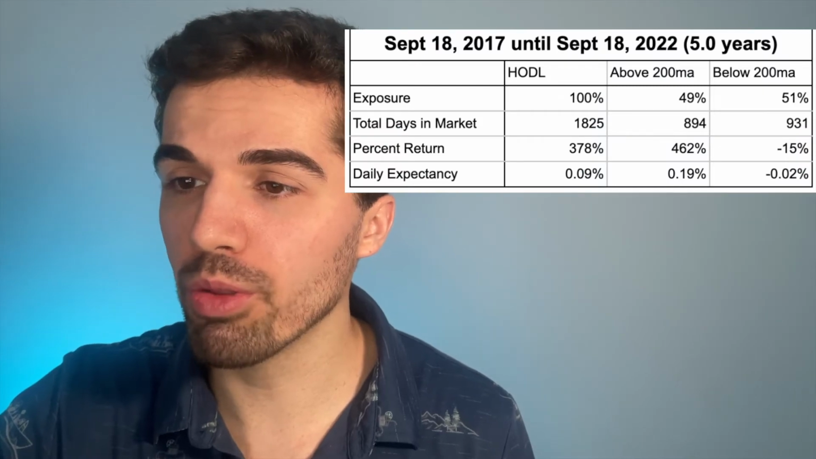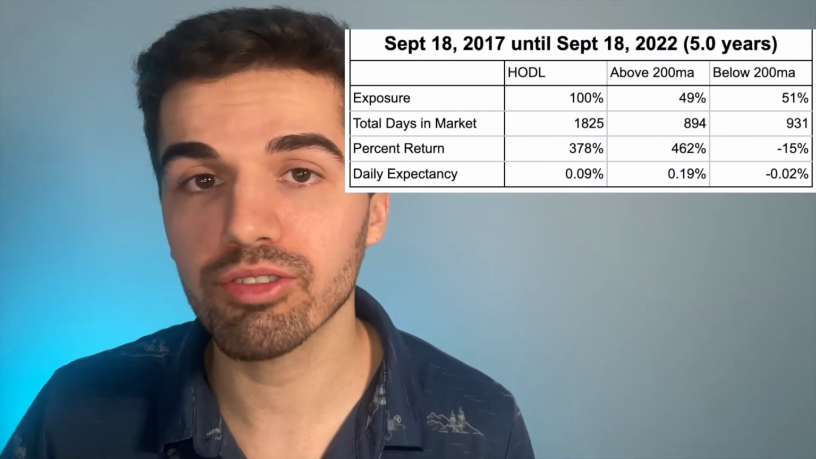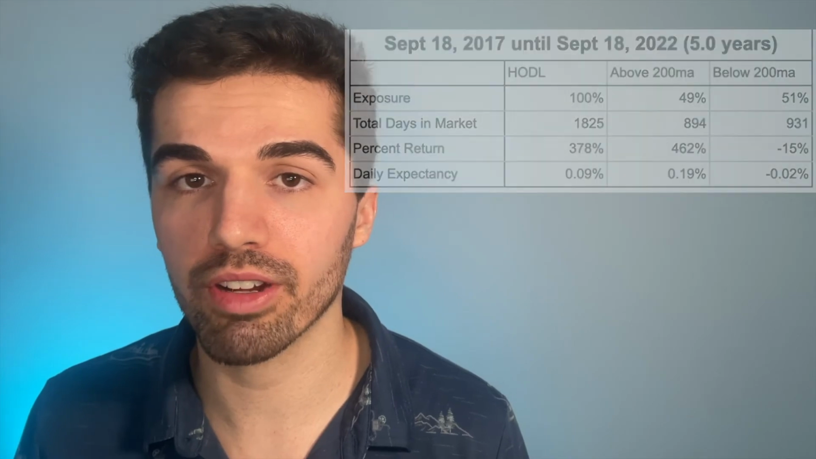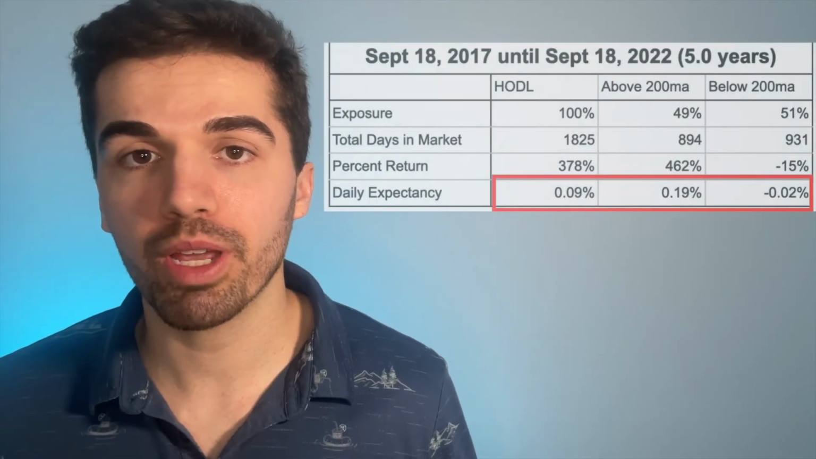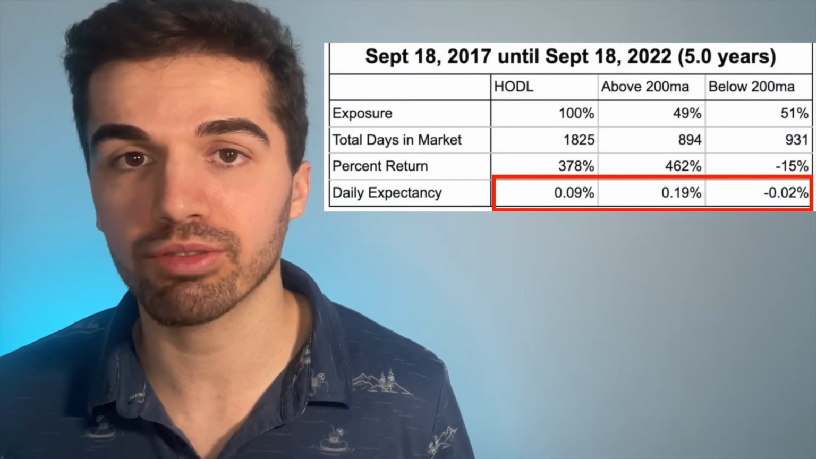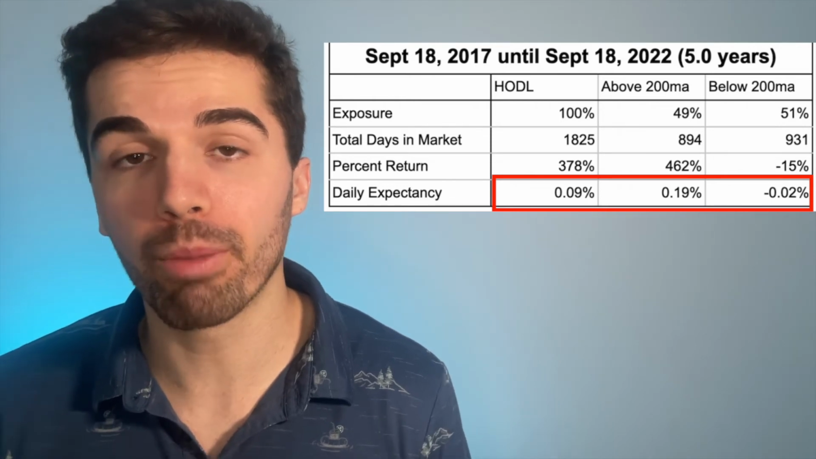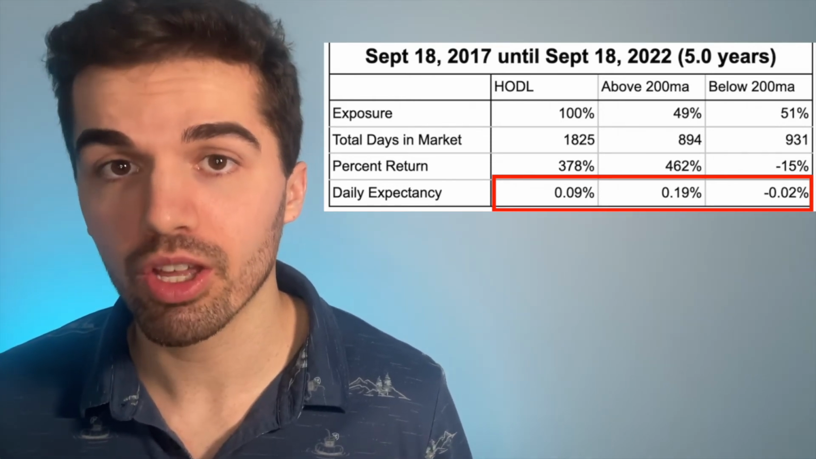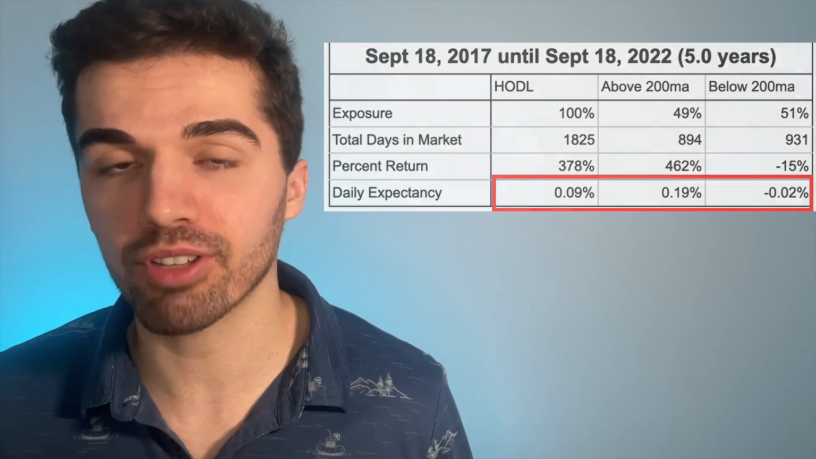There's a saying, it's not timing the market, it's time in the market. Although I do agree with that to an extent, these findings seem to challenge that statement just a little bit. Now, looking at below the 200-day SMA, you would have lost 15% over the past 5 years. And again, more importantly, let's look at the daily expectancy. You would have made 0.09% per day buying and holding during the last 5 years, holding Bitcoin. But if you bought above the 200-day SMA, you'd have made 0.19% per day.